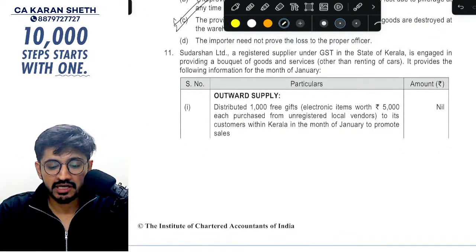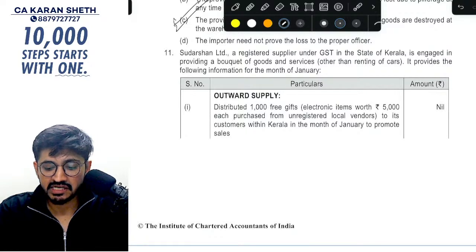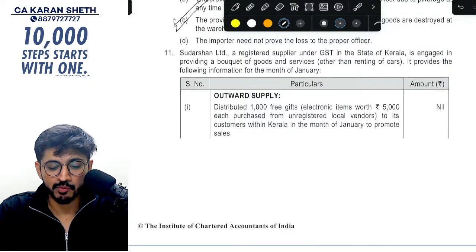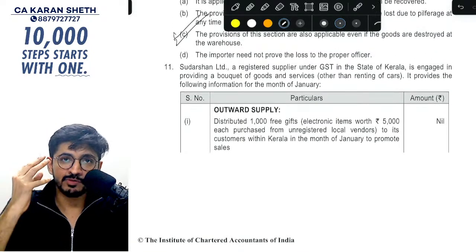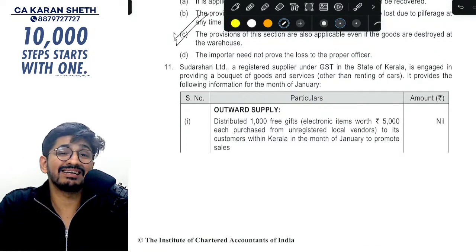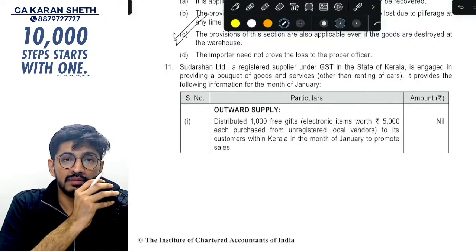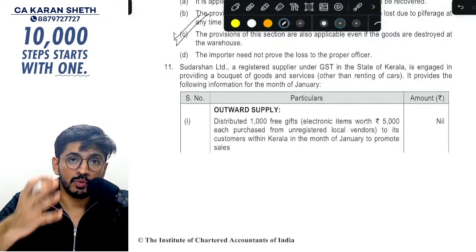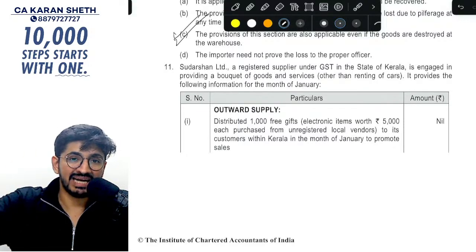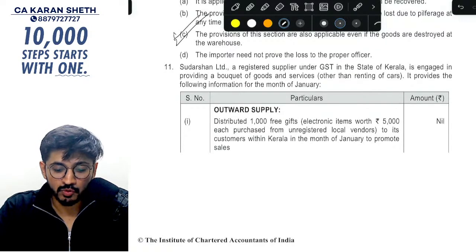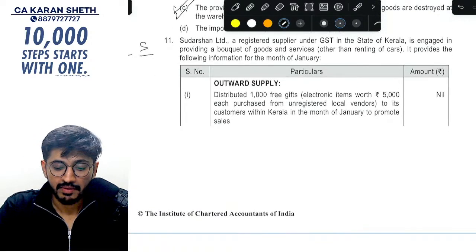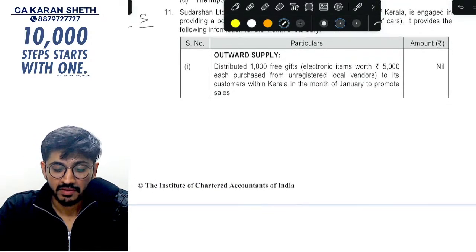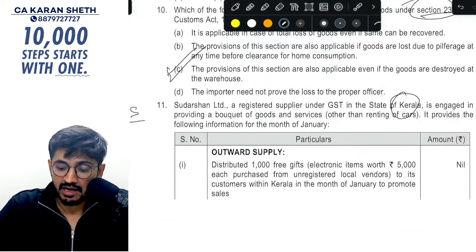Sudarshan Limited, a registered supplier under GST in the state of Kerala, is engaged in providing a bouquet of goods and services. Always remember, in such big questions, there is a good probability that the question will be asked with respect to paying minimum net tax payable, and there you have to think about the IGST, the CGST and the SGST liability. First, to understand, you are in Kerala, remember that.